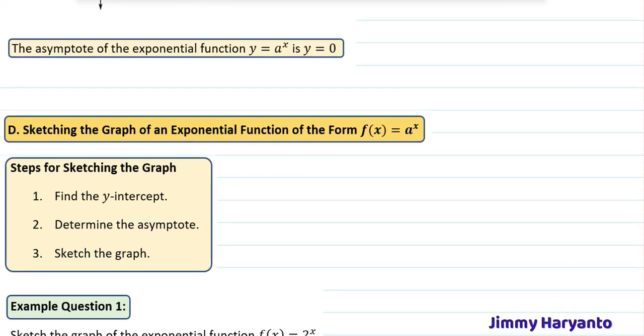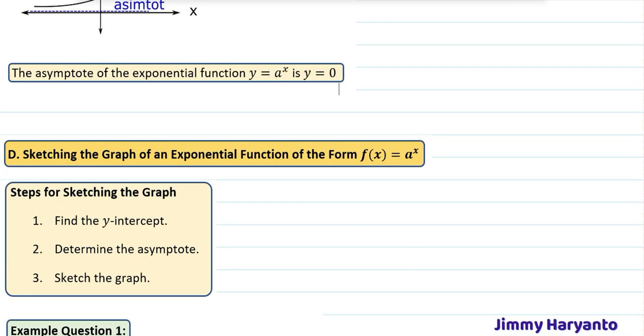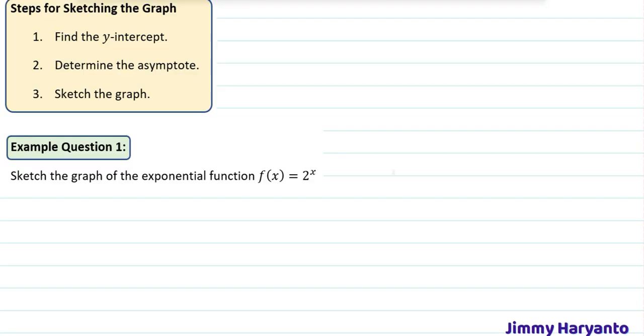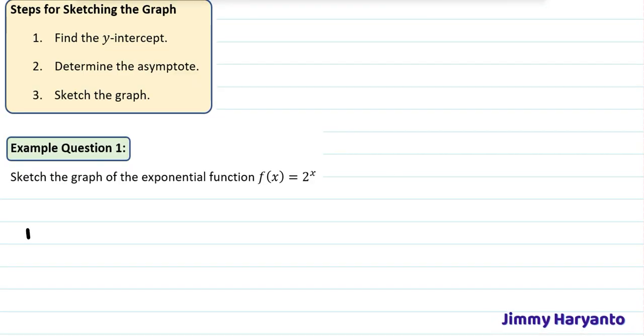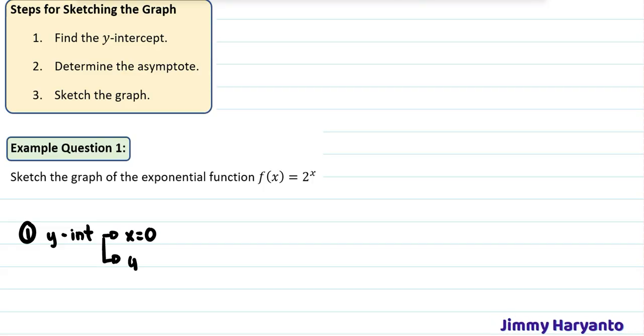And then how do you sketch exponential functions? First, you find the y-intercept. Second, you determine the asymptote, and then you can sketch the graph. You don't have to sketch it accurately, but using these two is enough to sketch. First, the question wants you to sketch 2 to the power of x. First step, find the y-intercept. You input x equals 0 into the function. That means y equals 2 to the power of 0, y equals 1. So we have (0, 1) as the y-intercept.